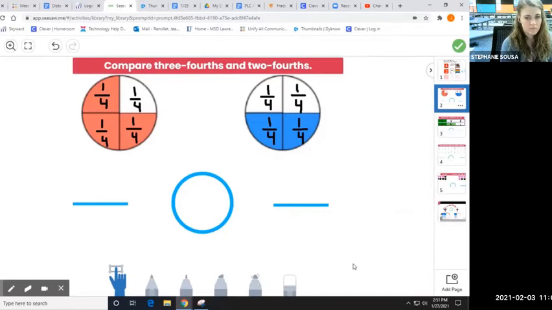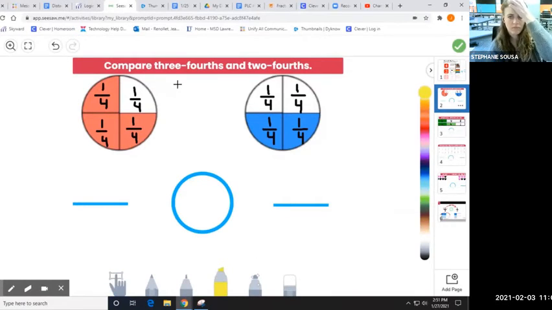Compare 3/4 and 2/4. First, I'm going to create a model. Here I have 2 circle models, and notice that they are the same size. When we are comparing fractions with the same denominator, we have to make sure that the one whole size is the same for both models. In this circle model, I have made sure that both one wholes are equal in size.